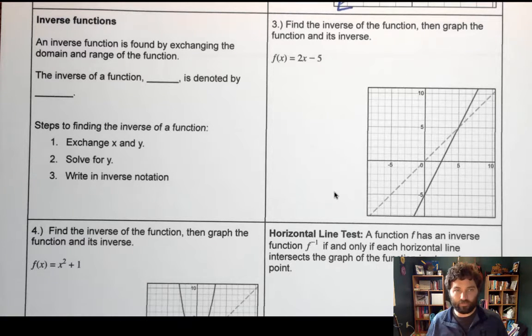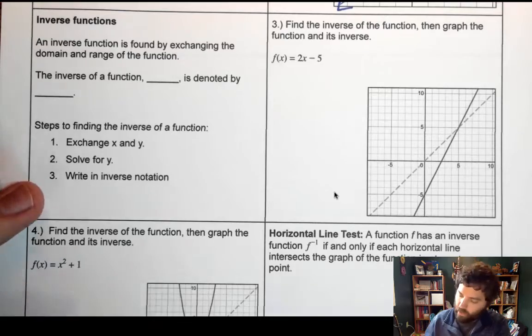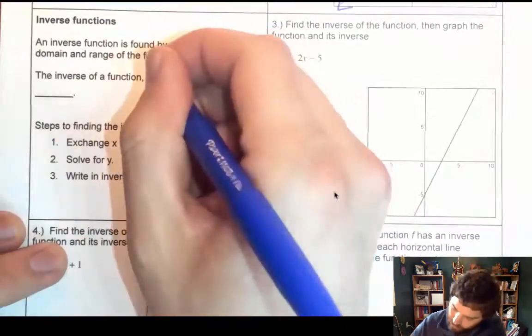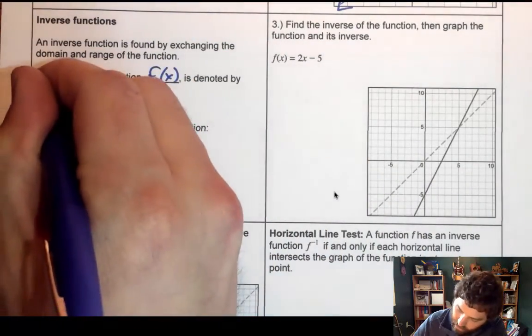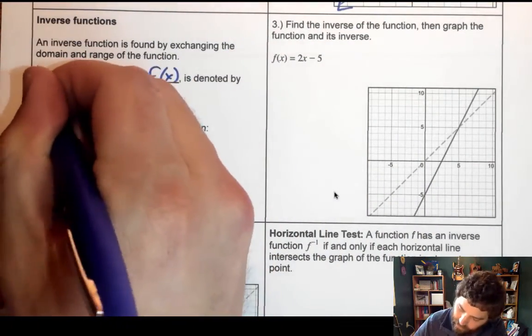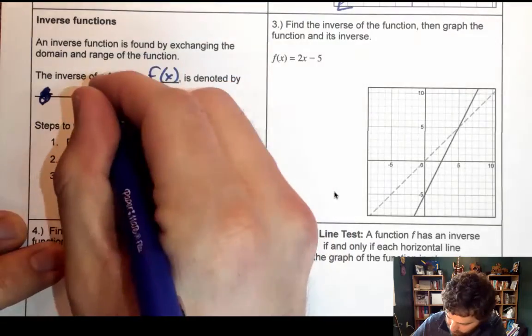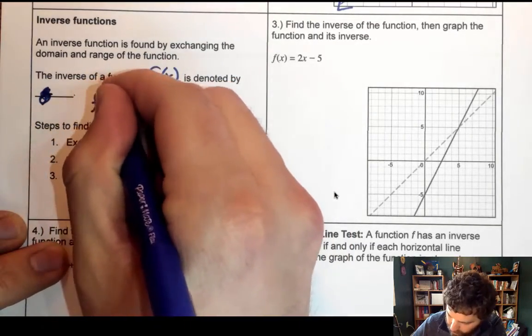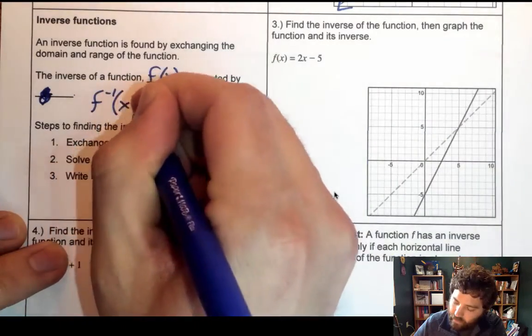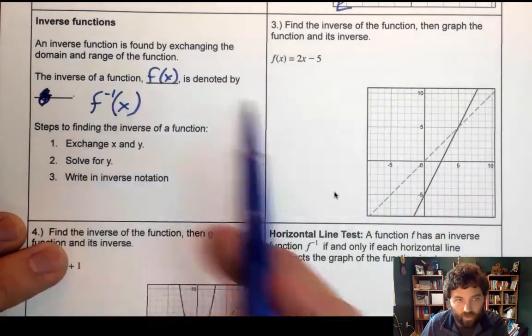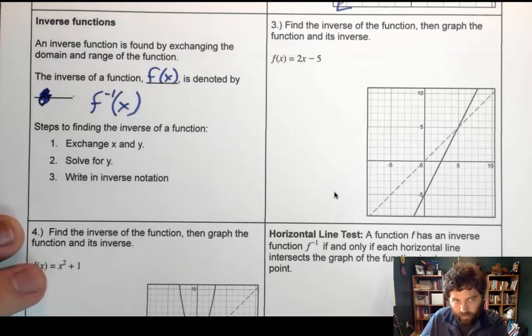The inverse of a function f of x is denoted by this notation. I'm going to write it big. So f, and it looks like it's raised to the negative 1, but that's read as f inverse of x, okay? The inverse of f of x, or f inverse of x. Either one of those is fine.